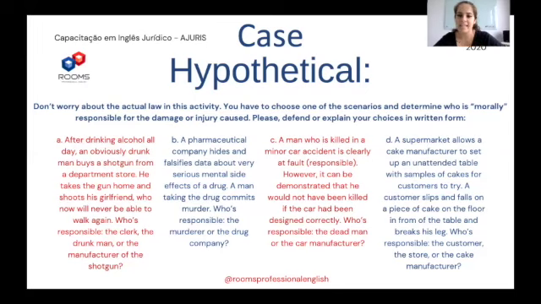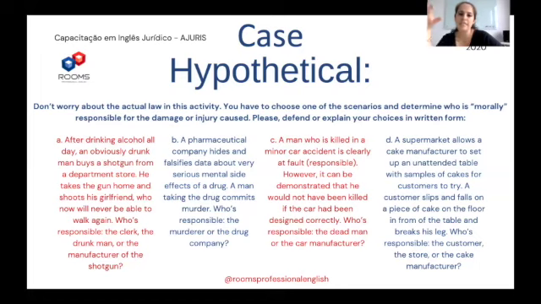And the last case says that a supermarket allows a cake manufacturer to set up an unattended table with samples of cakes for customers to try. One of the customers slips and falls on a piece of cake on the floor in front of the table and breaks his leg. Who is responsible here? Who is to take the blame? The customer, the store, or the cake manufacturer?